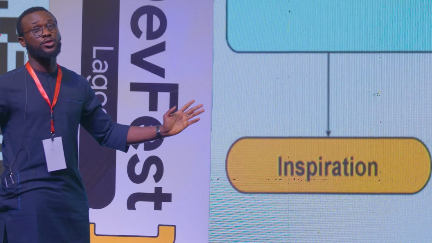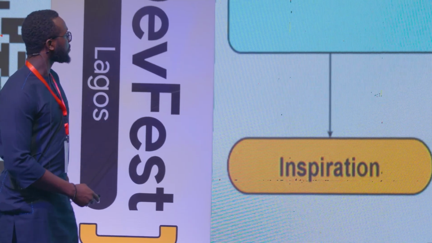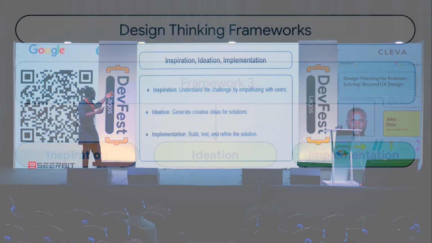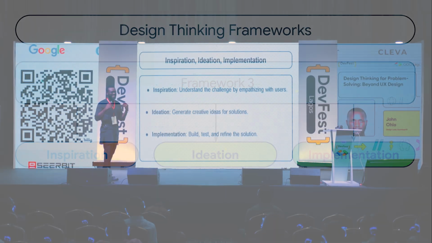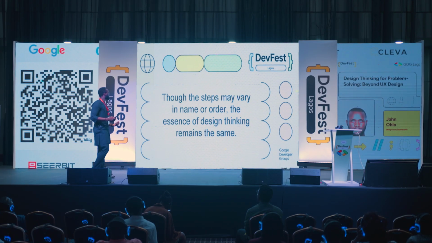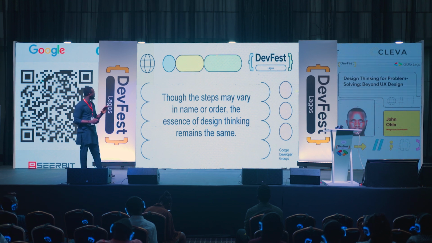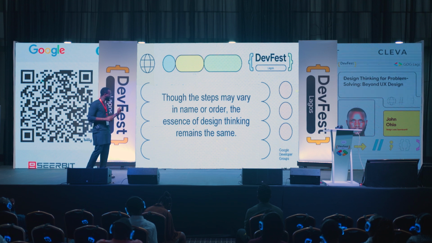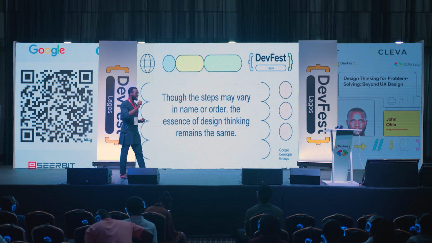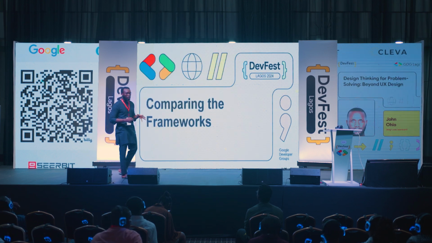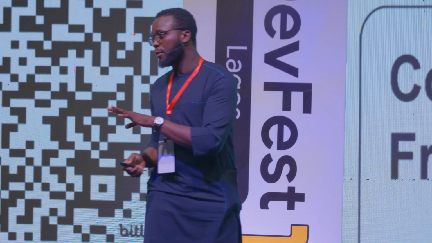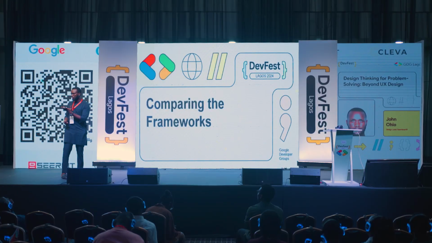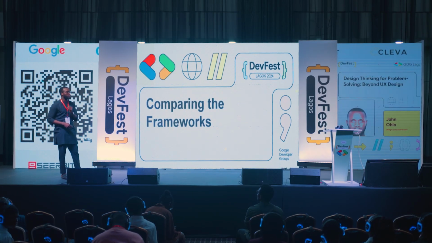All right, so it brings us to the third framework. There are so many frameworks for design thinking. The third framework, inspiration, ideation, implementation: these are just grammar. They all mean the same thing. Though the steps may vary in their names or the order in which they are arranged, the essence of design thinking remains the same. Because at the core of it is to understand the problem you are solving, the people you are solving the problem for, and creating working, efficient solutions for them.